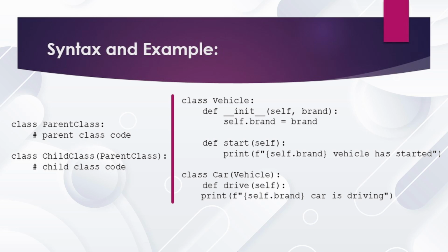This code defines a class Car that inherits from the Vehicle class. This means Car automatically gets all the properties and methods of Vehicle, including the brand attribute. The Car also defines its own method, drive, which prints a message showing that the car is driving. The message includes the brand name inherited from the parent class.